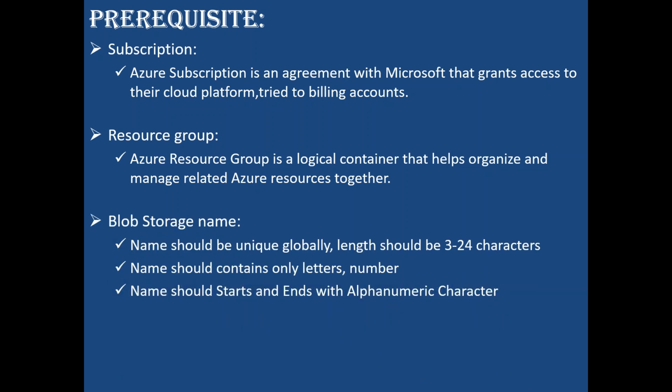Third one is the blob storage name. Remember, the blob storage name should contain only letters and numbers, and it is globally unique, meaning if somebody else has taken a name for a blob storage, you cannot use the same name. The blob storage name should be between 3 and 24 characters. It should not be more than 24 or less than 3. The name must contain only letters and numbers. No special characters are allowed. And the name should start and end with alphanumeric characters, meaning you can start the name with numbers or letters, no issues.